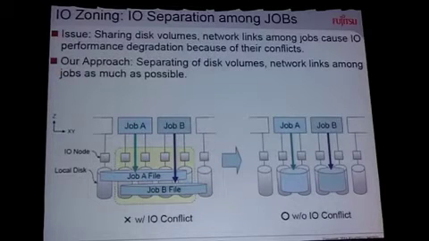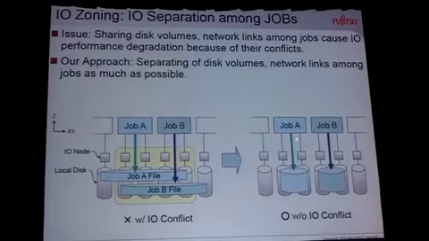Second point is I/O zoning. This is what someone said in a previous presentation. The issue is that sharing disk volumes and network links among jobs causes I/O performance degradation because they conflict. For example, there are two jobs, and job A's files are here and job B's files are here, and their access conflicts on the I/O file. This will cause a performance degradation situation.